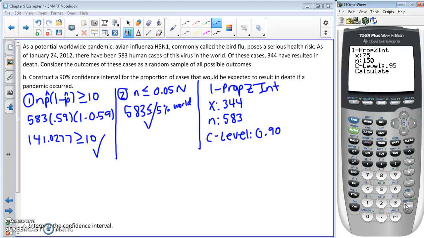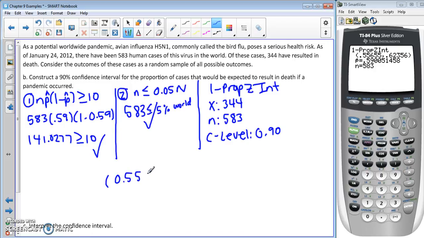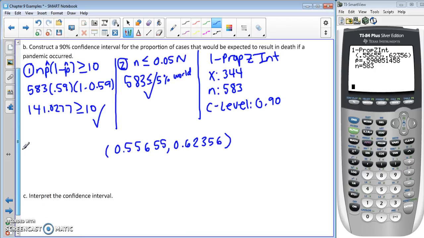And again, if you press the wrong thing, you'll know because it'll ask for an input that you don't have, right? So 344, 583, .90, calculate, enter. So our confidence interval here is 0.55655 and 0.62356, right? So now we want to interpret our confidence interval here.